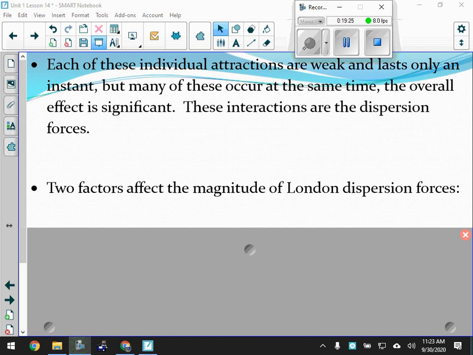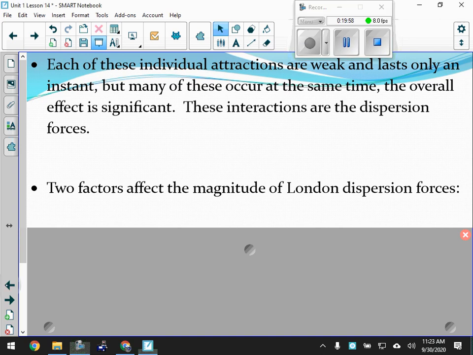These temporary dipoles, they're pretty weak, but if we have a lot of them, they can have a significant effect on the molecule. Two things affect London forces, and remember now, here's the key. Those are nonpolar, but remember, London forces are in all molecules, right? So this not only affects nonpolar London forces, it would affect dipole-dipole to some degree, and also hydrogen bonding to a degree as well, okay? So there's two things that affect how strong they are.